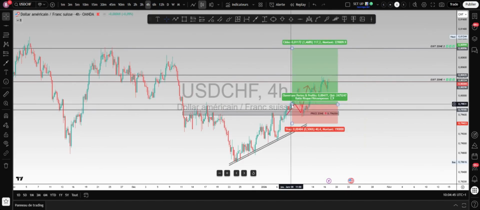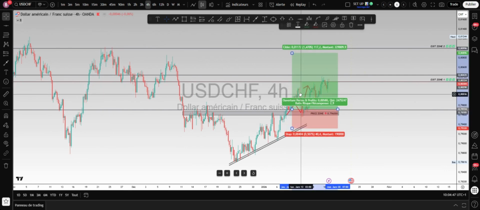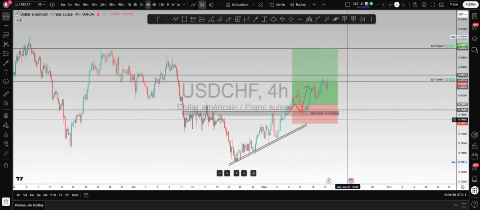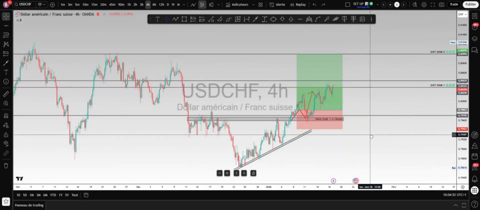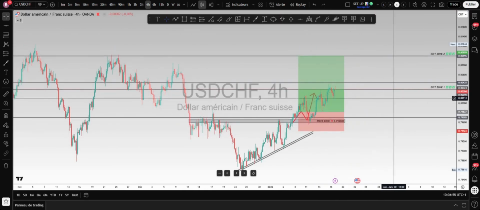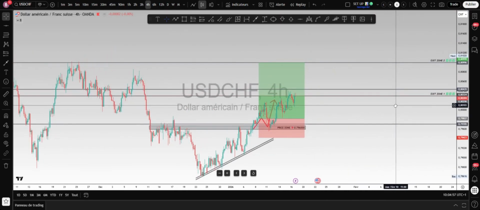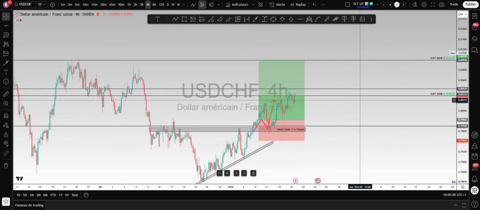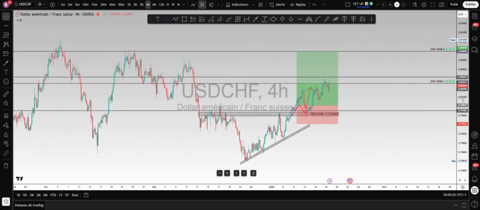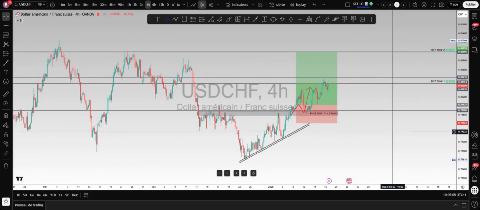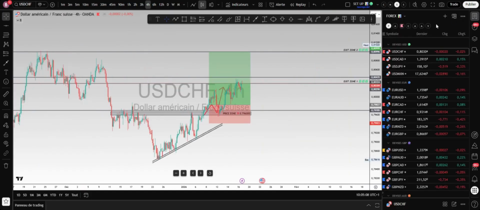I entered a position here, bullish impulse. It came back to retest the price zone, which now acts as support, and here another bullish impulse. And now we can see that at the first exit zone it's starting to weaken. So that's a position I took, and I'll show you all of them later on my private Discord. Since every position I take, I post it on my private Discord just for my little community.